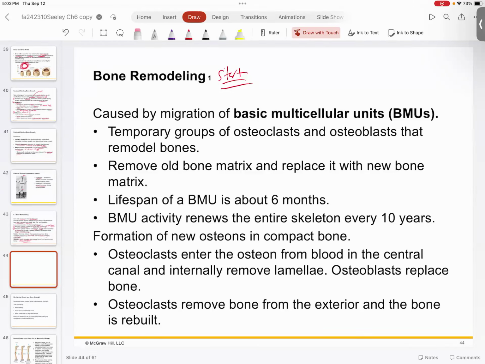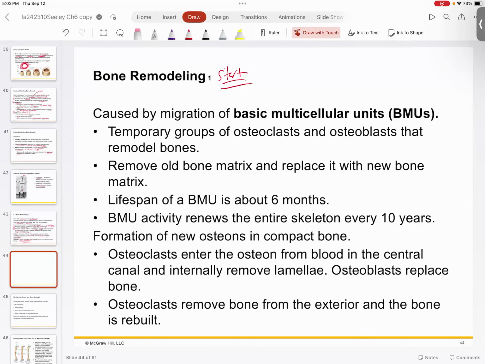So the skeleton you have now was not the one you originally started with. You're wearing a new set of skeletal clothes, so to speak, and that's been turned over a few times throughout our adult life, depending on how old we live. Ultimately, when we lay this down, we replace the old bone and make new osteons in the compact bone.